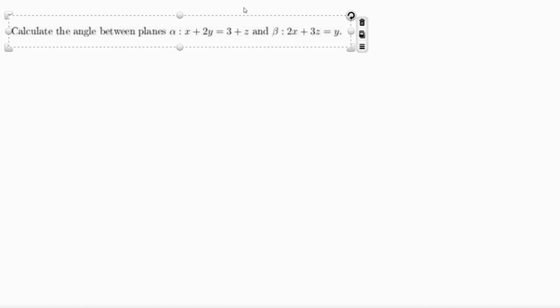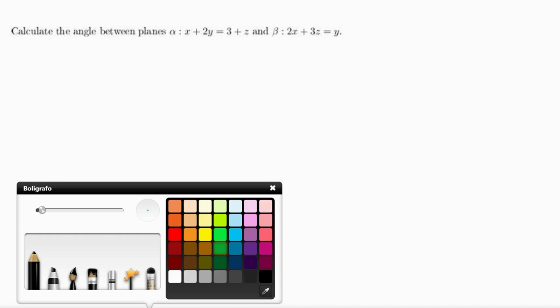Hello everyone and welcome to this new problem, first one for me in applied math, and we are required in this problem to calculate the angle between two planes, alpha and beta.